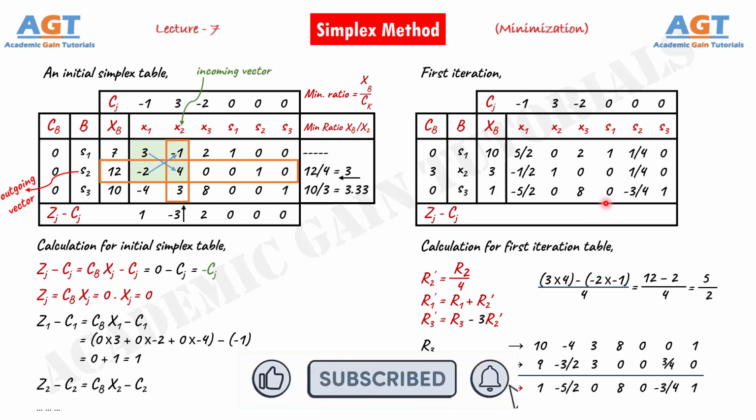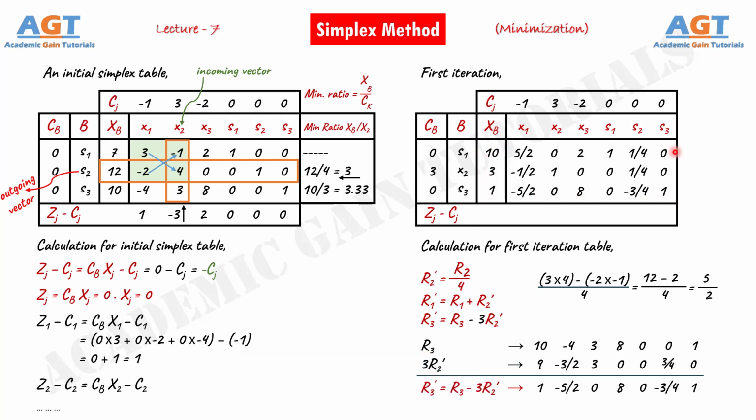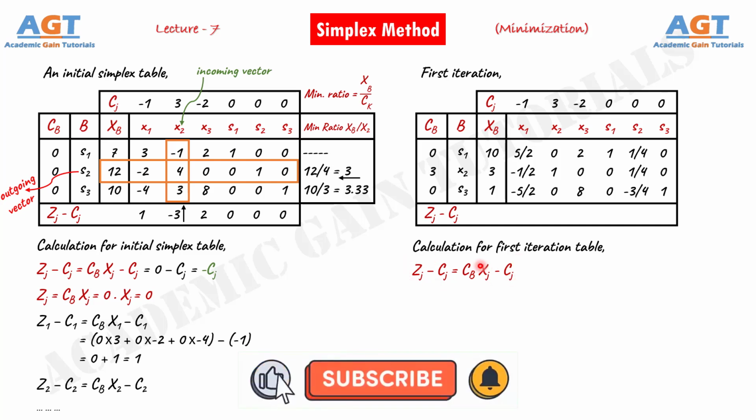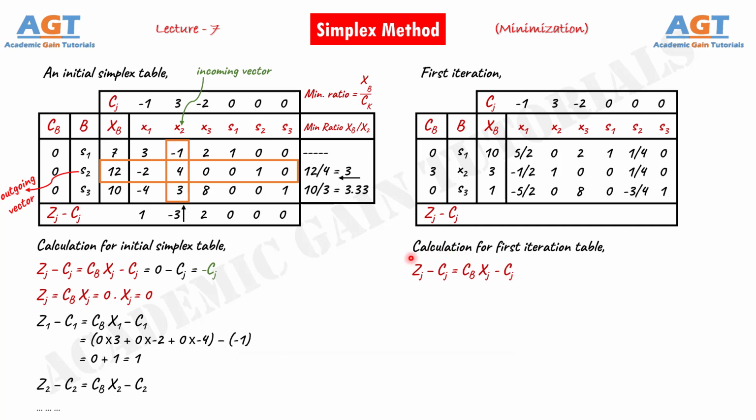So, we have prepared the simplex table for the first iteration. We have filled all the values in this first iteration table. Now, we will find out the values for zj minus cj and fill up this last row. Remember that this is not the initial table, so in this table we cannot directly write minus cj as the value of zj minus cj. The general formula is zj minus cj equals cb into xj minus cj. We have to calculate the values for zj minus cj by using this formula.